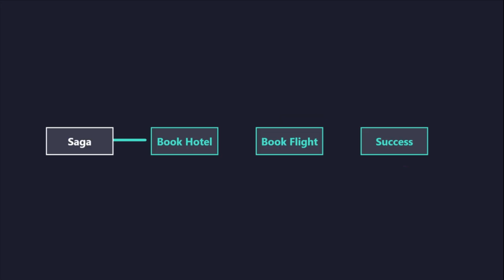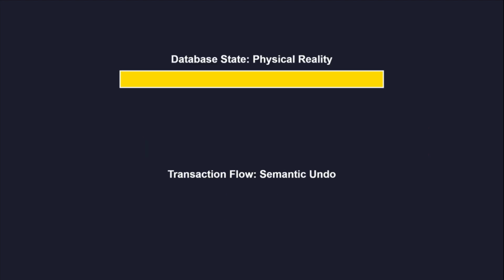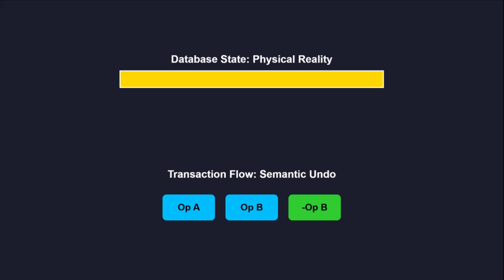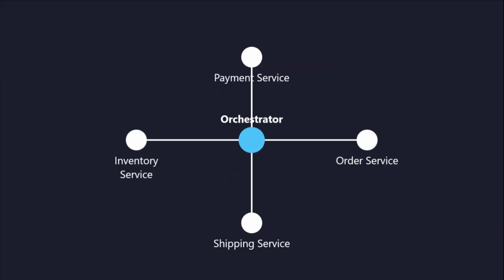transactions. Every forward action in a Saga must have a corresponding compensating transaction that semantically undoes the effect of the initial operation. Compensation is a semantic undo, not a physical rollback. You do not restore a previous database snapshot. You execute a new inverse operation.